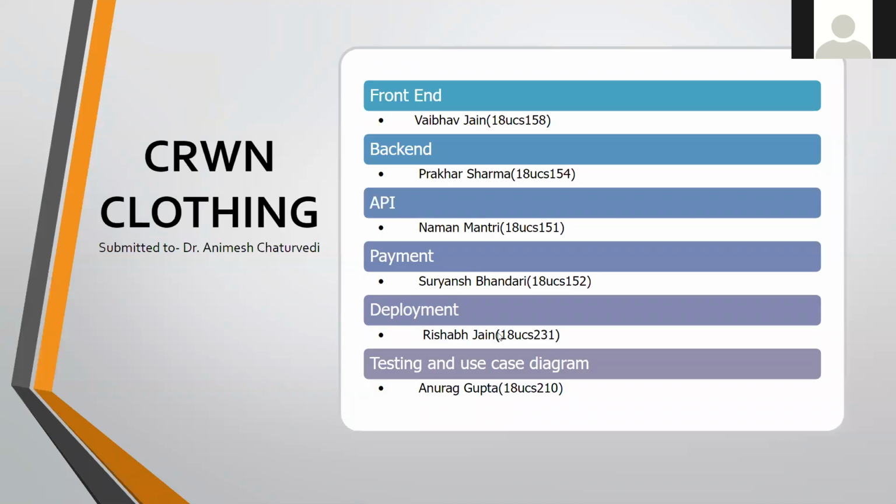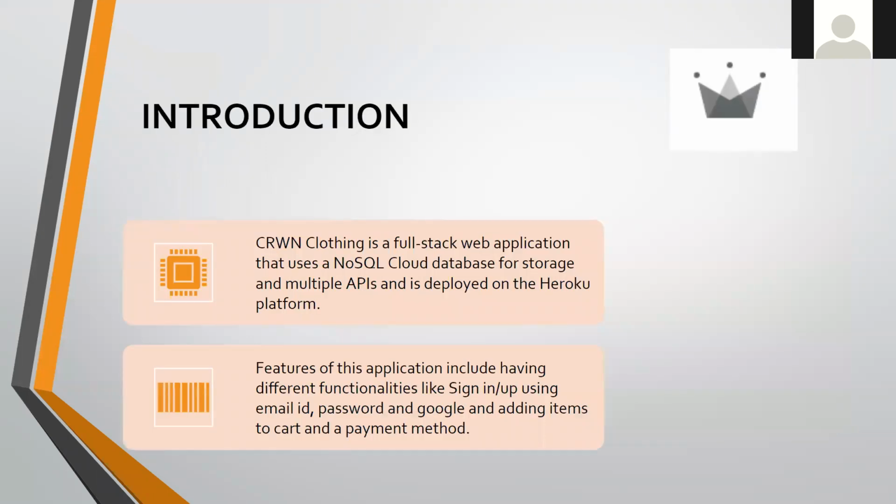Hello everyone. We have created a web application named Crwn Clothing, and these are the team members and their work. Crwn Clothing is a full-stack web application that uses a NoSQL cloud database for storage and multiple APIs, and is deployed on the Heroku platform. Features of this application include different functionalities like sign in and sign up using email ID, password, and Google, adding items to cart, and a payment method.